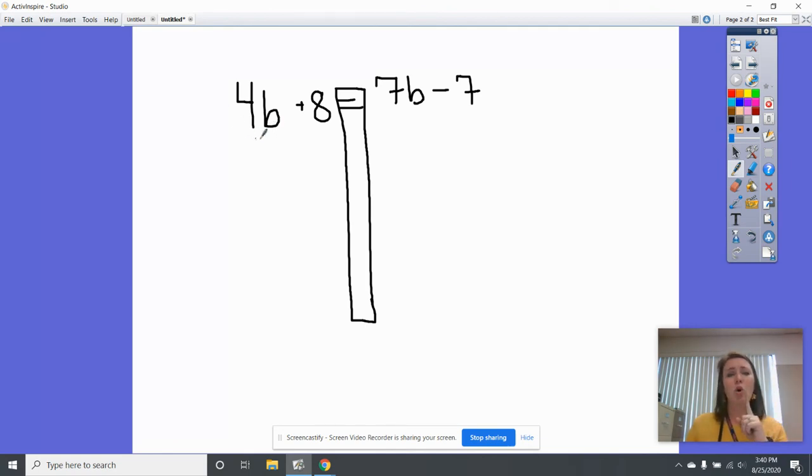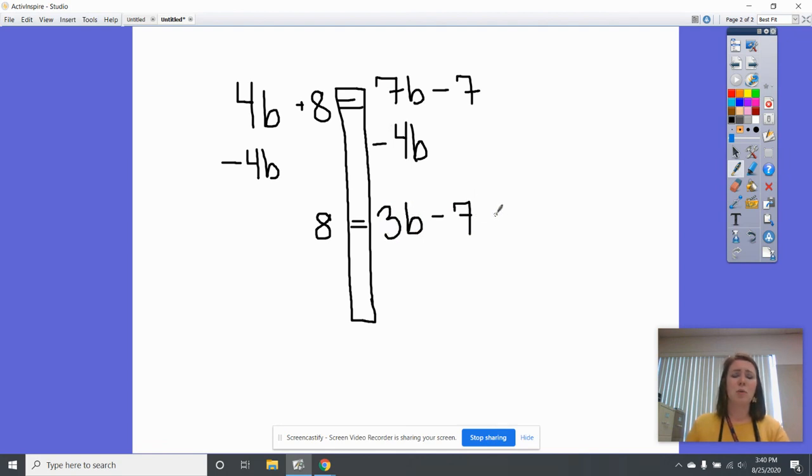I want to get rid of this whole thing, the whole 4b. So this is a positive 4b. The opposite of a positive is minus 4b on both sides. I subtract 4b from the 7b because they are like terms. I cannot subtract it from this minus 7 because those are not like terms. So 4b minus 4b is 0. That's gone. The only thing left is this 8 equals. And then we have 7b minus 4b is 3b minus 7.